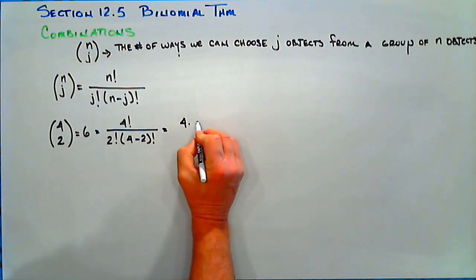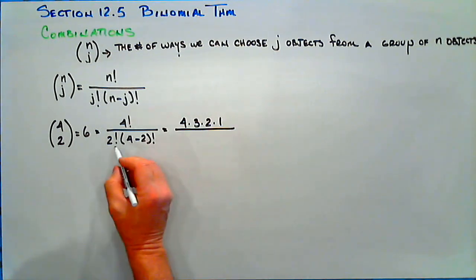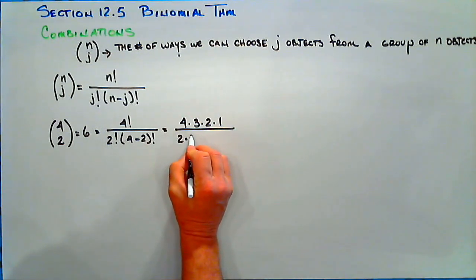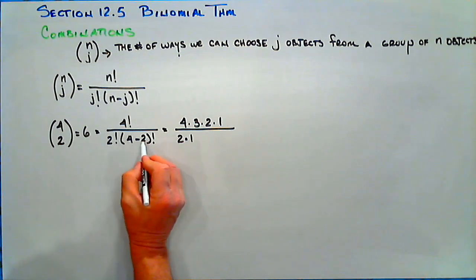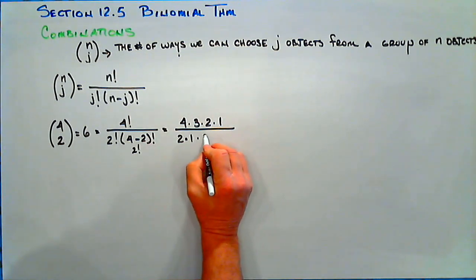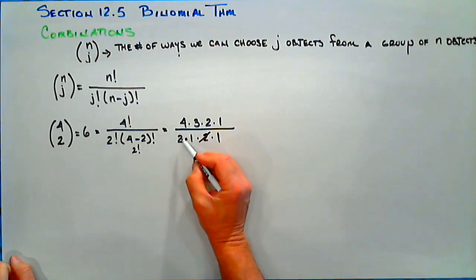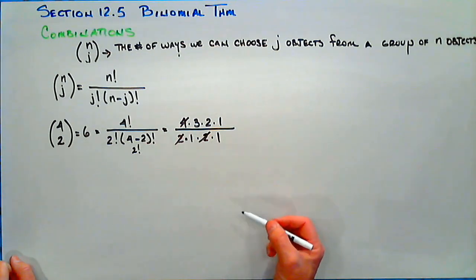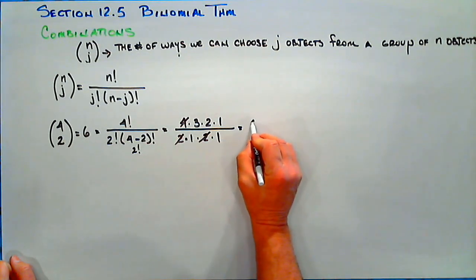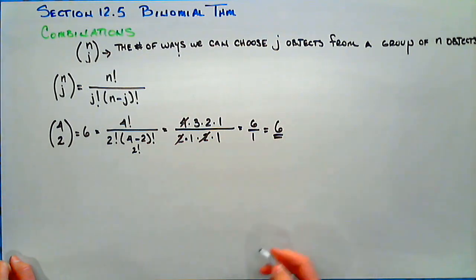Well, this looks like 4 times 3 times 2 times 1. This looks like 2 times 1 times 4 minus 2 is 2, right? So that's 2 factorial. So that's another 2 times 1. And now we're going to cancel. 2 times 2 is 4. And what are we left with? On the top, we're left with 6. On the bottom, we're left with 1. And we get 6. All right?